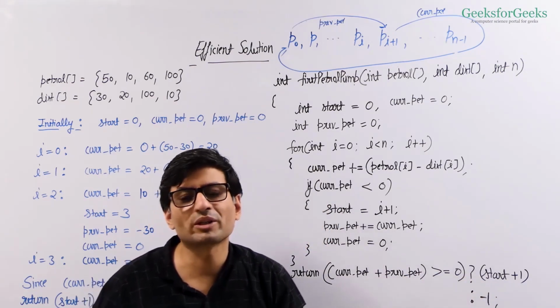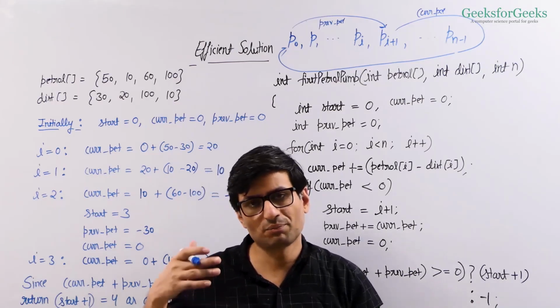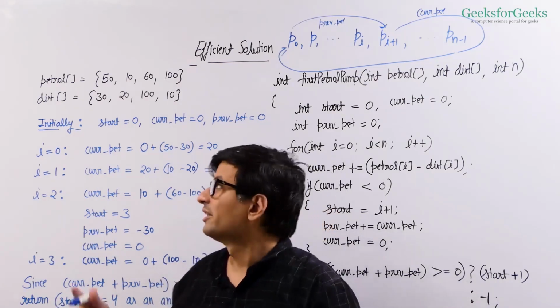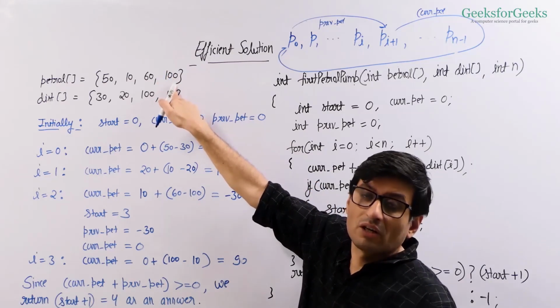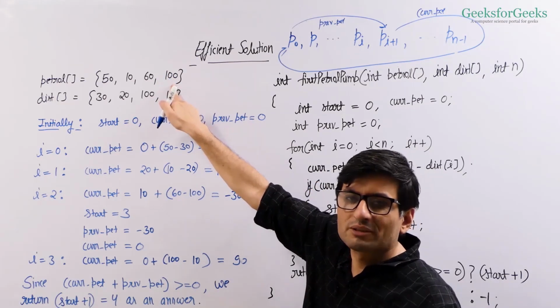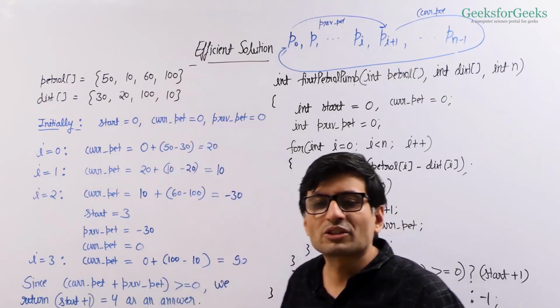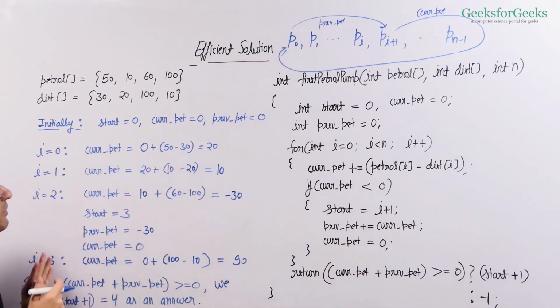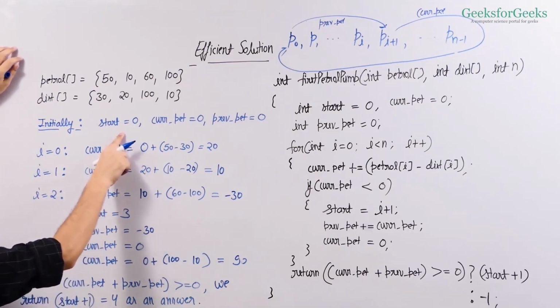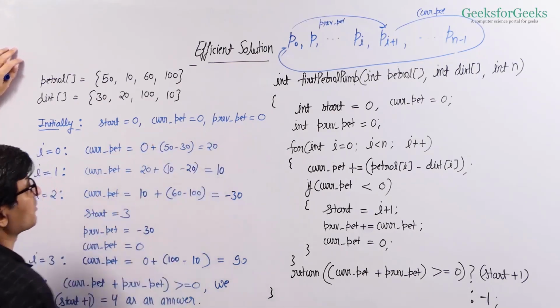Why start plus 1? Because we want to know the position rather than indexes. So if you see this example, your answer is actually the position of this item. The index of this item is 3, your answer is 4. Let's now see the working of this idea for this example. So we initialize start as 0, current petrol is 0 and previous petrol is 0.